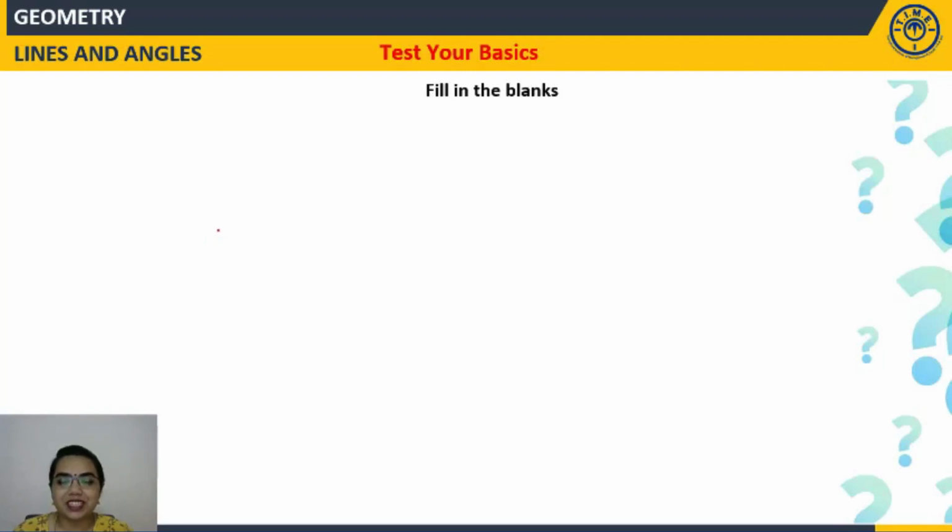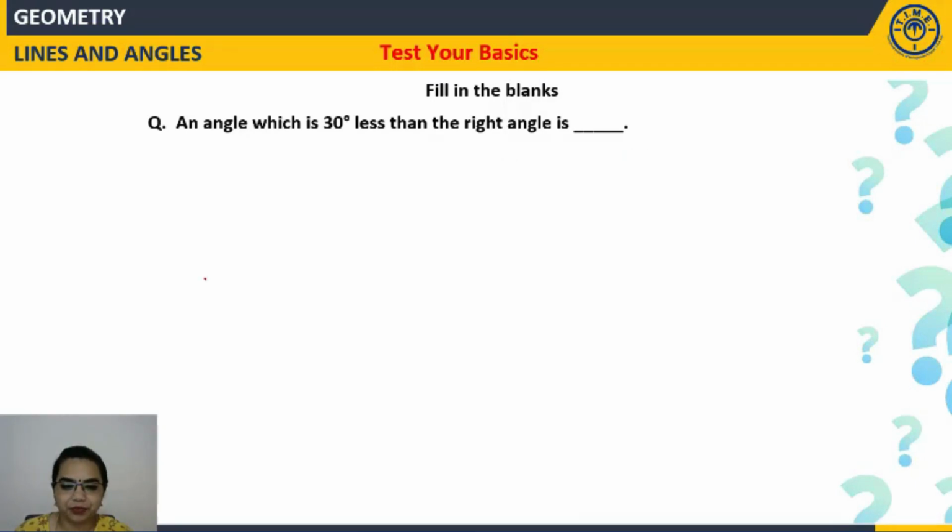The first set of questions are from the test your basics, out of which firstly we are going to discuss the fill in the blanks based questions. Let us see the question. An angle which is 30 degrees less than the right angle is dash. The question asked is, what is the angle which is 30 degrees less than the right angle?